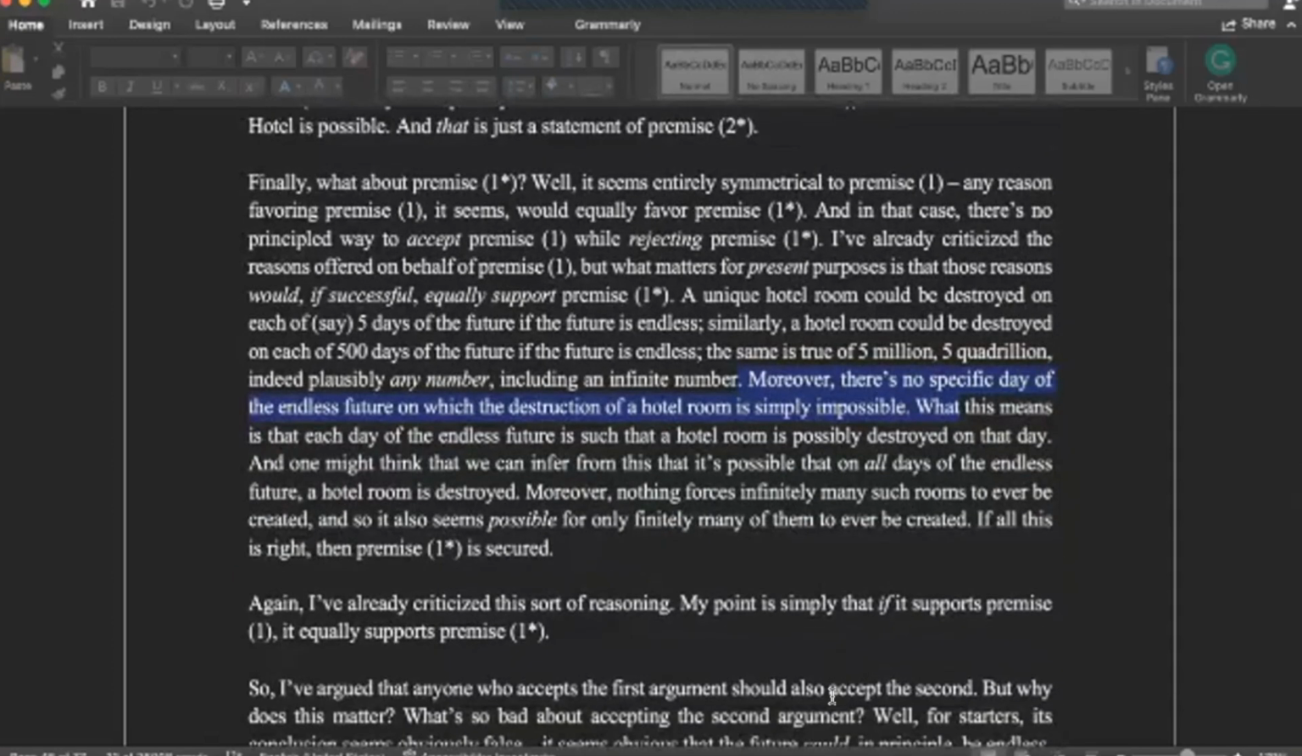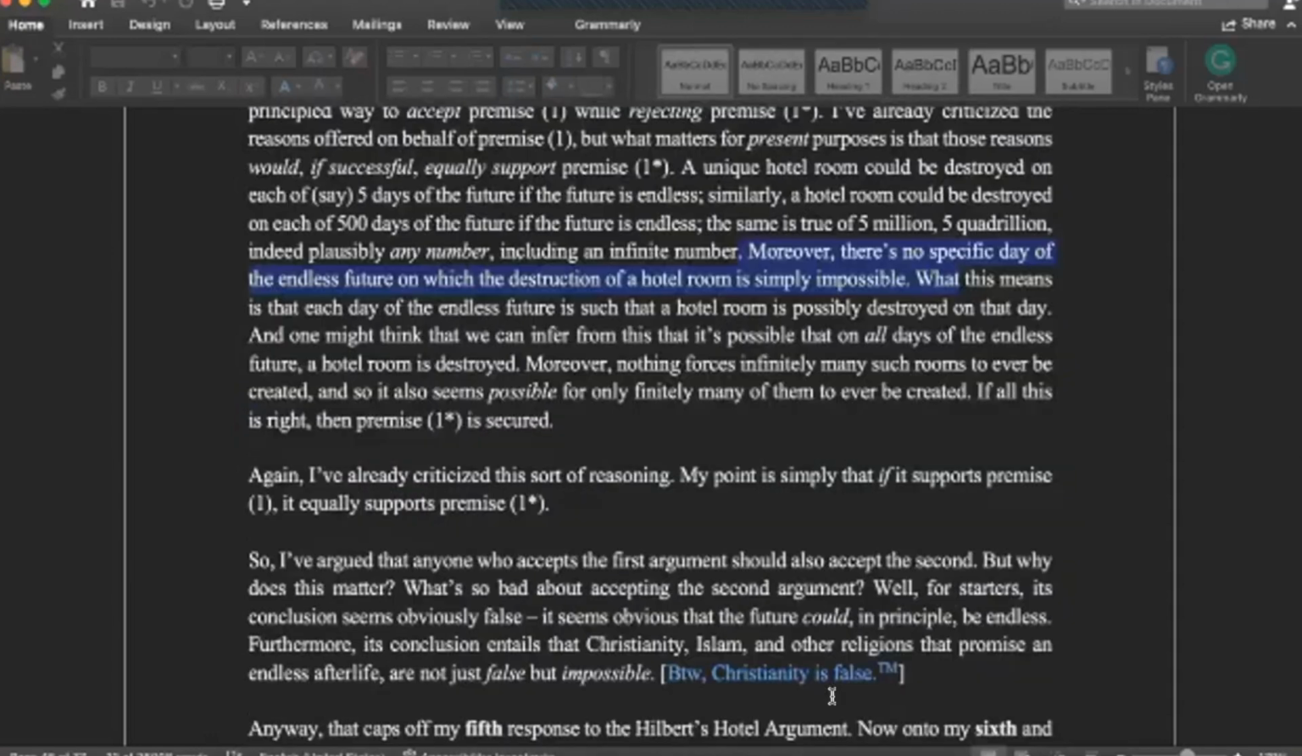Again, I've already criticized this sort of reasoning. It fails, it doesn't work, but my point is just that if it supports premise 1, then it equally supports premise 1 star. So, I've argued that anyone who accepts the first argument should also accept the second. That is, anyone who accepts the Kalam argument as applied to an infinite past should also accept the second symmetrical argument as applied to an endless future.